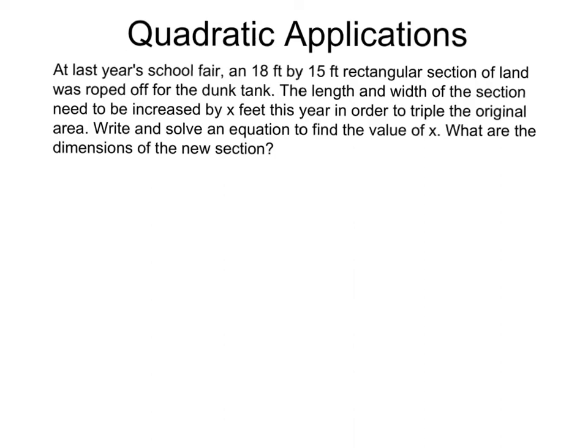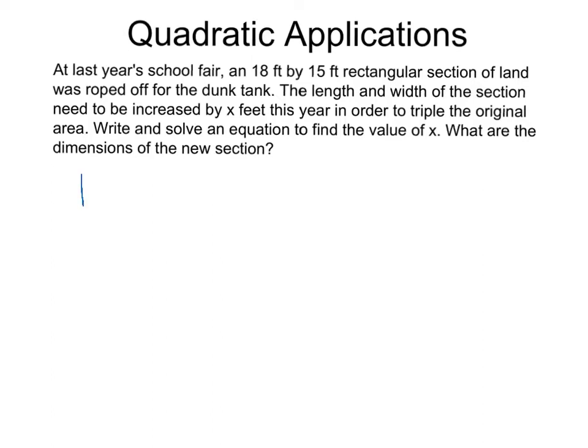Today we're looking at applications of quadratic functions. So there's two different types we're going to look at. The first type says, at last year's school fair, an 18-foot by 15-foot rectangular section of land was roped off with a dunk tank. The length and width of the section need to be increased by x feet this year in order to triple the original area. Write and solve an equation to find the value of x, or the dimensions of the new section.